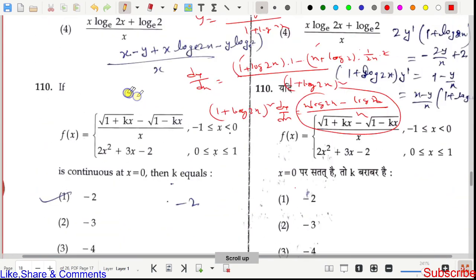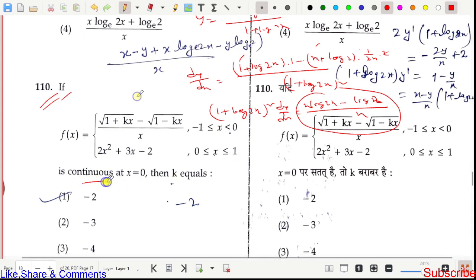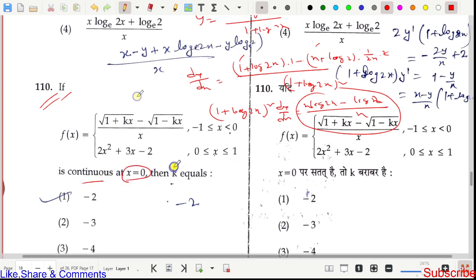So see the next question, 110. If f(x) equals root over 1 plus kx minus root over 1 minus kx, divided by x, when minus 1 is less than or equal to x less than 0, and 2x square plus 3x minus 2 when 0 is less than or equal to x less than or equal to 1, is continuous at x equals 0, then find the value of k.